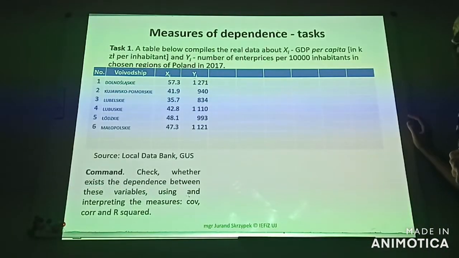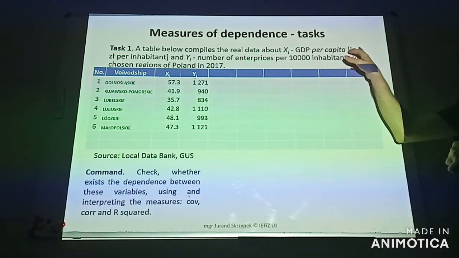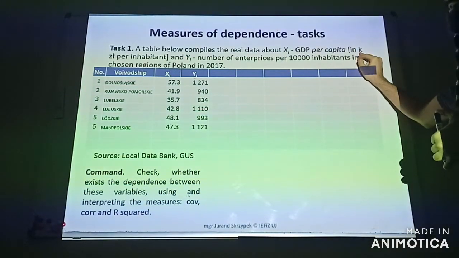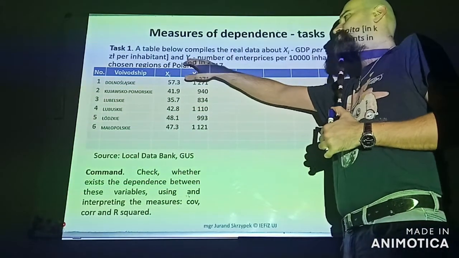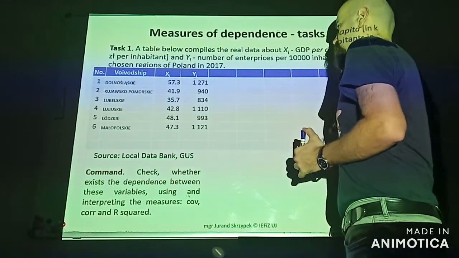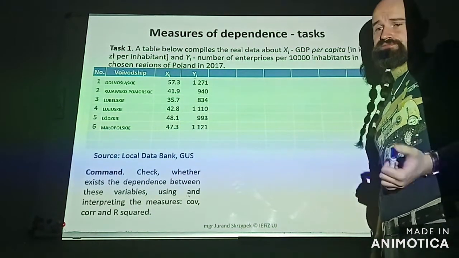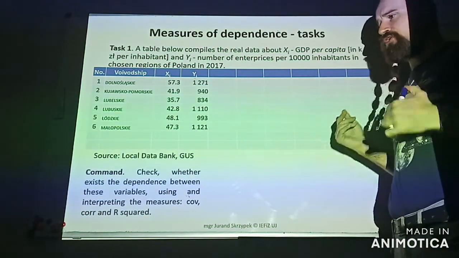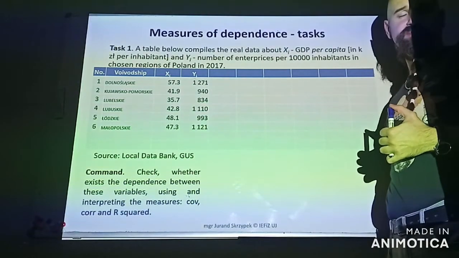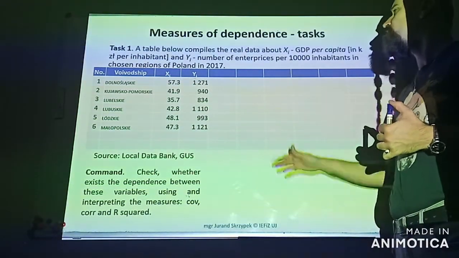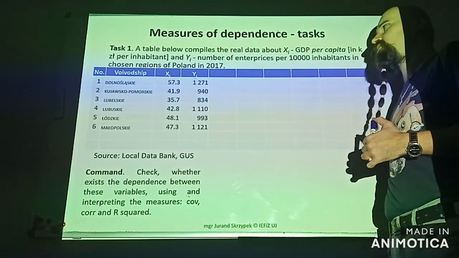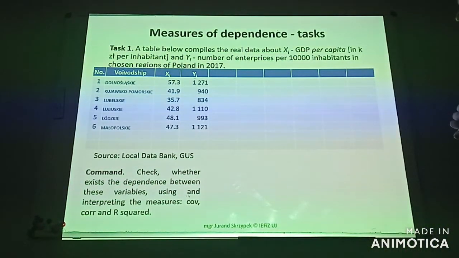Task 1. The table below compiles real data about GDP per capita, our variable x, measured in 1000 zlotys per inhabitant, and variable y, the number of enterprises per 10,000 inhabitants in chosen regions of Poland in 2017. What do you think about the relationship between GDP per capita and the number of enterprises per 10,000 inhabitants?